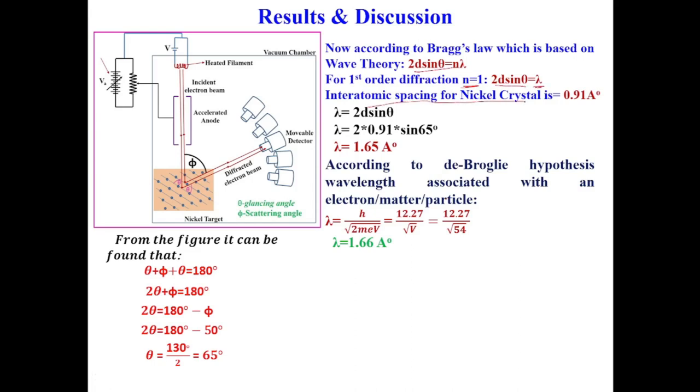The interatomic spacing of the nickel crystal, that is your d value, will be equal to 0.91 angstrom. This is the constant value we know. It is known data that the interplanar spacing of nickel crystal is 0.91 angstrom. Okay, now we are going to put in these values, that is your d value and sine theta value. So here theta value means this theta value.